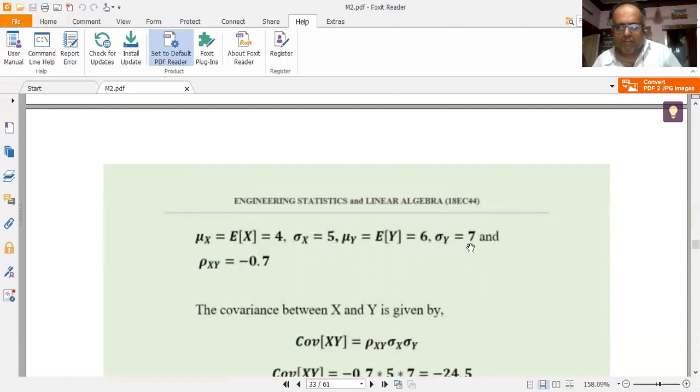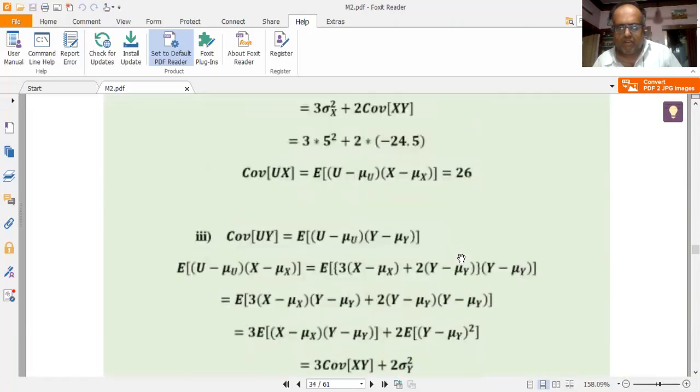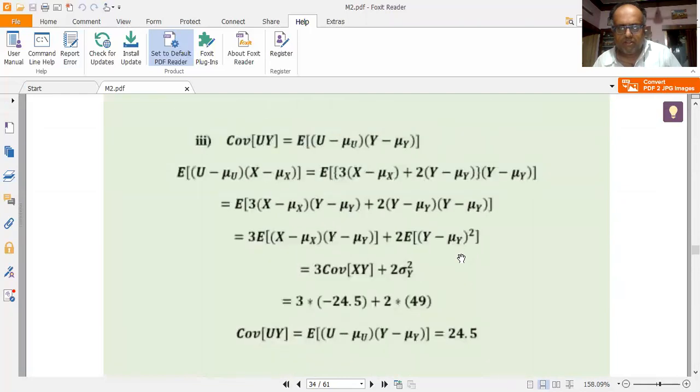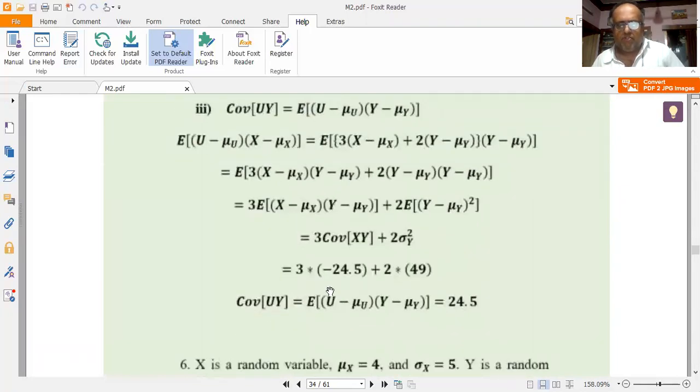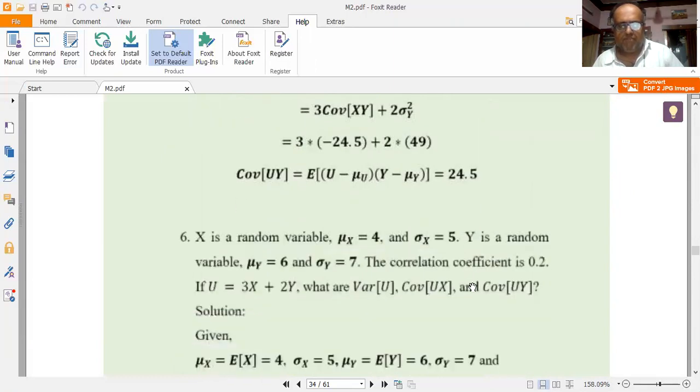Sigma y is equal to 7. Sigma y squared is equal to 49. So covariance of uy is given by 3 into minus 24.5 plus 2 into 49, which gives me 24.5. So this completes problem 5.